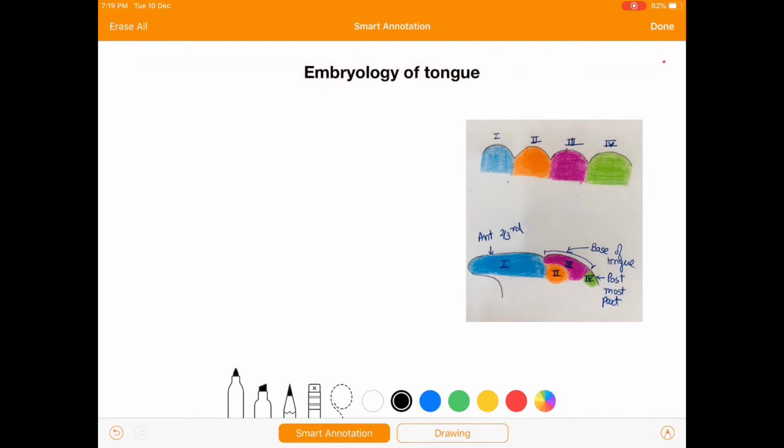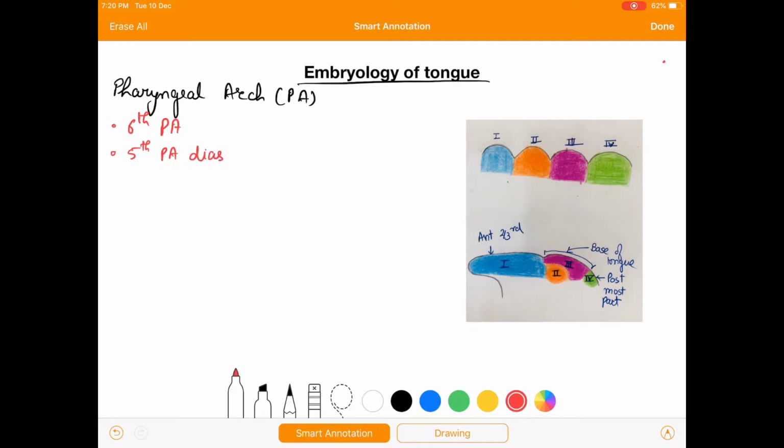Hello medicos, let us see the embryology of tongue. Before starting with embryology of tongue, we need to have a clear idea of the pharyngeal arch. There are 6 pharyngeal arches, out of which only 5 develop, and the 5th pharyngeal arch disappears.